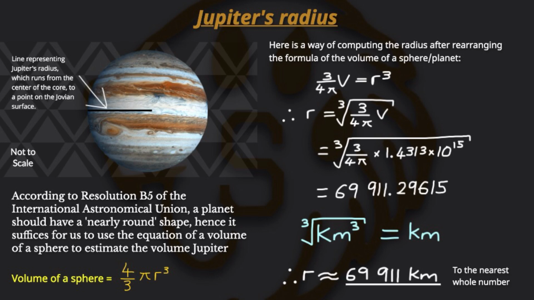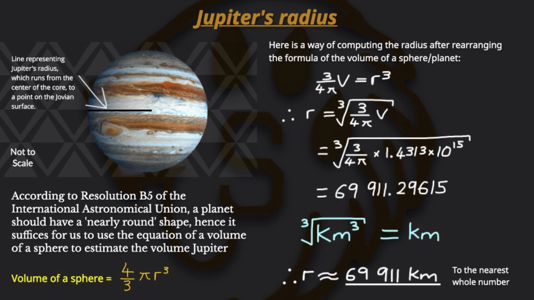But here we are looking for the radius. So what we are trying to do is to make r, the radius, the subject of the formula, which is why you see on the other side of the screen: here is a way of computing the radius after rearranging the formula of the volume of a sphere or a planet. We already know what the volume is after some calculations. So now we're trying to use that volume to find the radius using this equation with all these terms.